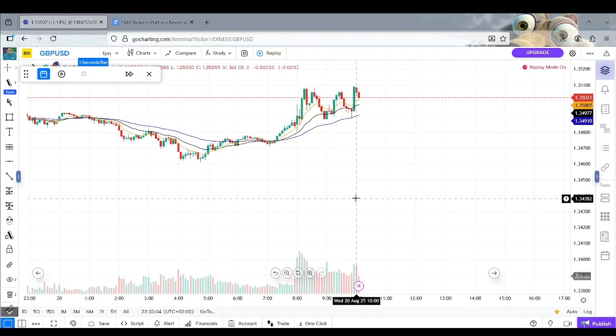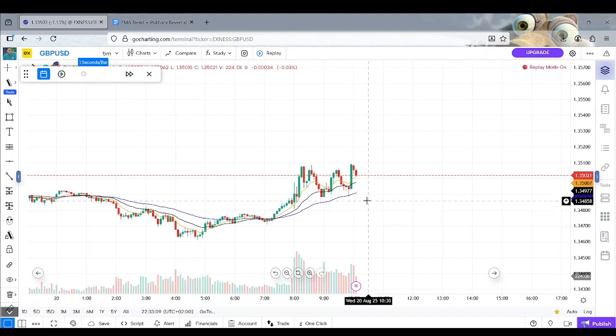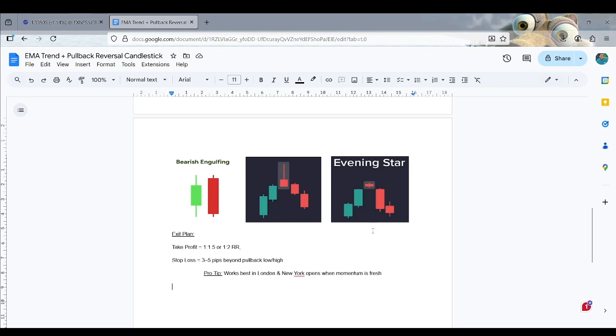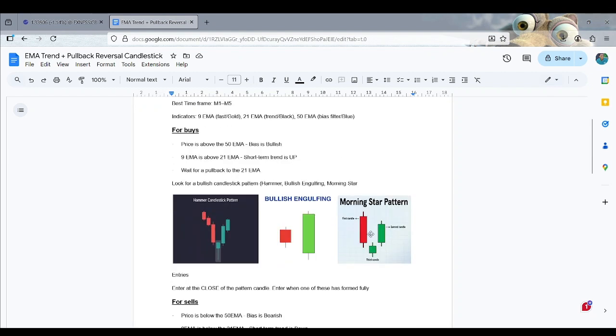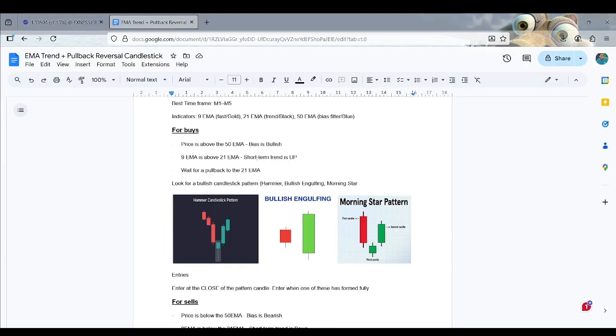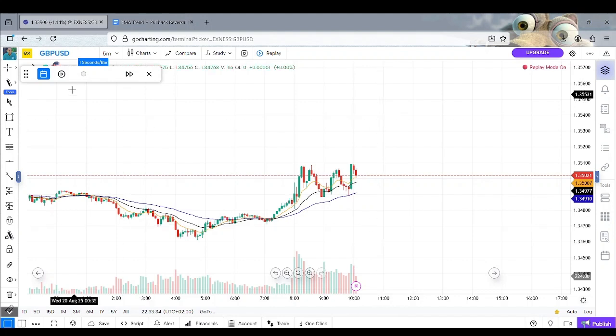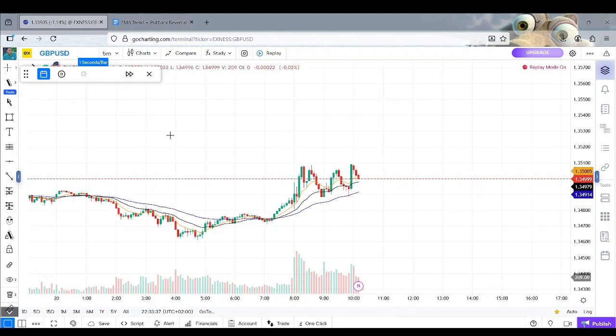All right, everything seems to be bullish so far. Bring it down here. So remember what we are looking for. Either one of these. So is price above the 50? Yes. Is the 9 above the 21? Yes, it is. So everything is okay. Let's keep playing.